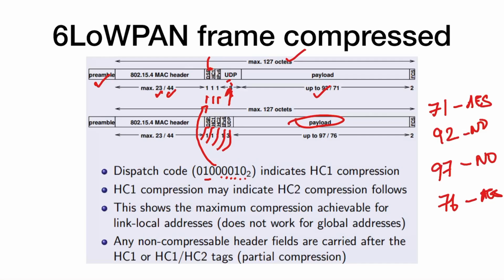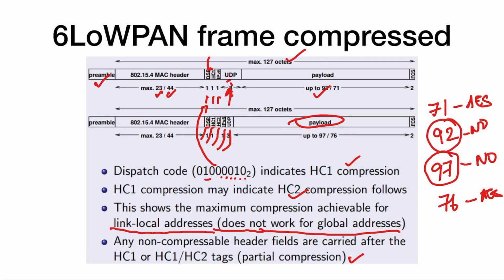The dispatch code indicates HC1 compression. HC1 compression may indicate that HC2 compression follows, because it is the second level of compression. This shows the maximum compression achievable for link-local addresses. Link-local means it is not on the global address, so it is not on the internet, maybe only on the local network. Any non-compressible header fields are carried after the HC1 or HC2 tags; this is partial compression. So without security we can get either 97 or 92, and with security either 76 or 71. That is how compression happens at 6LoWPAN, and that's why we call this an adaptation layer.